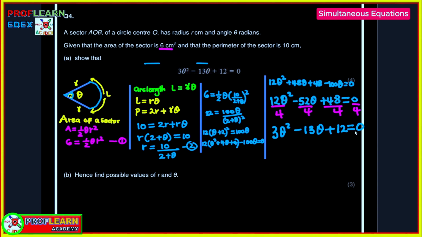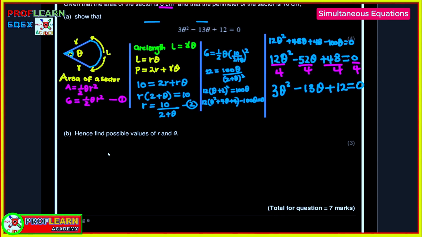Then hence find possible values of r and theta. In this case, we are going to solve the quadratic equation that we had formed in terms of theta. Once we have the quadratic equation solved, we'll be in a position now to find the value of r.